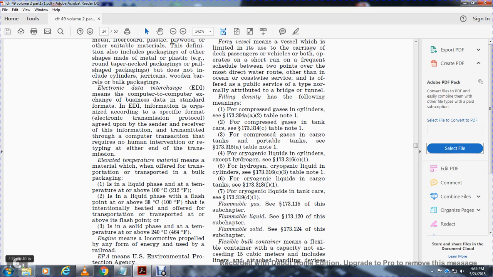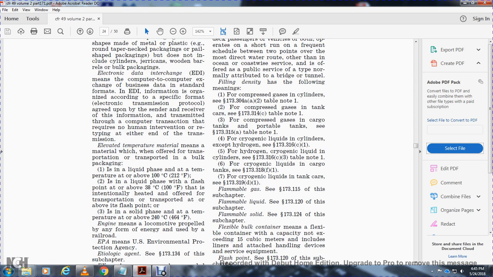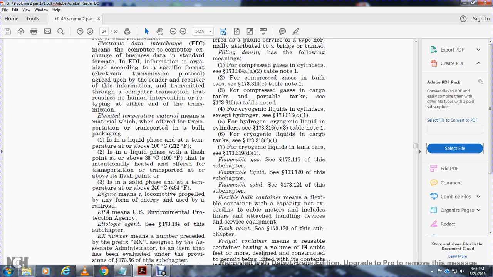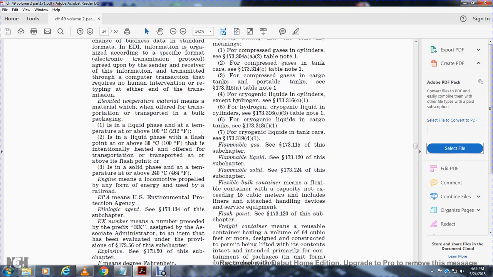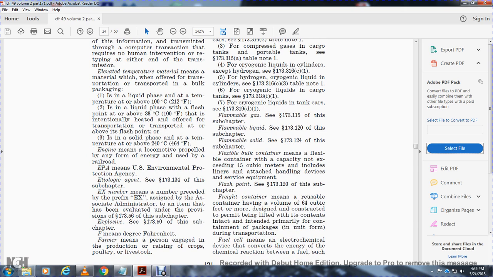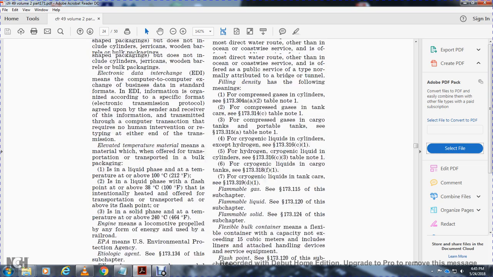Engine means a locomotive propelled by any form of energy used by a railroad. EPA means the U.S. Environmental Protection Agency. Etiological agent: see 173.134 of this subchapter. EX number means the number assigned by the Associate Administrator to an item that has been evaluated under the provisions of 173.56 of this subchapter. Explosive: see 173.50 of this subchapter. F means degrees Fahrenheit. Farmer means a person engaged in the production or raising of crops, poultry, or livestock.